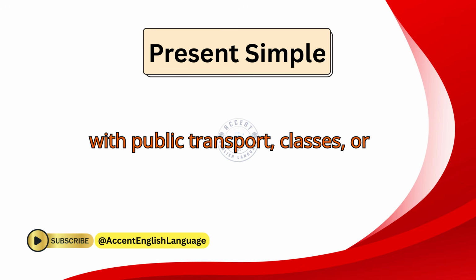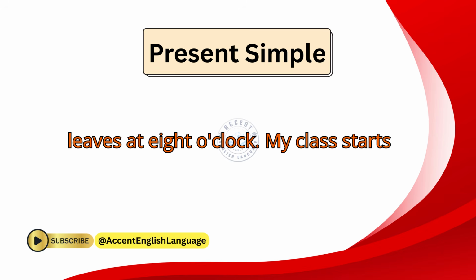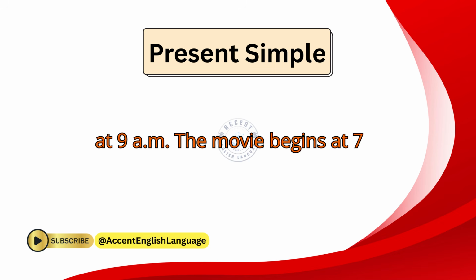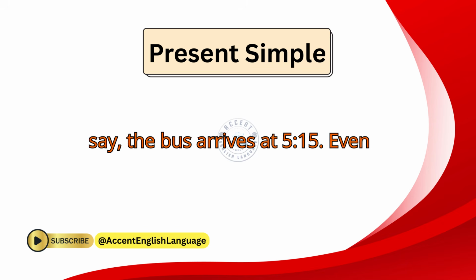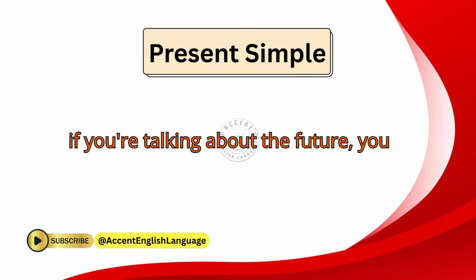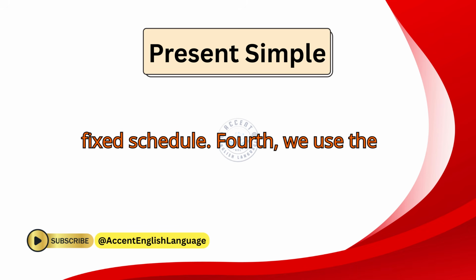This is common with public transport, classes, or events. For example, the train leaves at 8 o'clock. My class starts at 9 a.m. The movie begins at 7 p.m. Imagine you're meeting a friend. You say, "the bus arrives at 5:15." Even if you're talking about the future, you use the present simple because it's a fixed schedule.